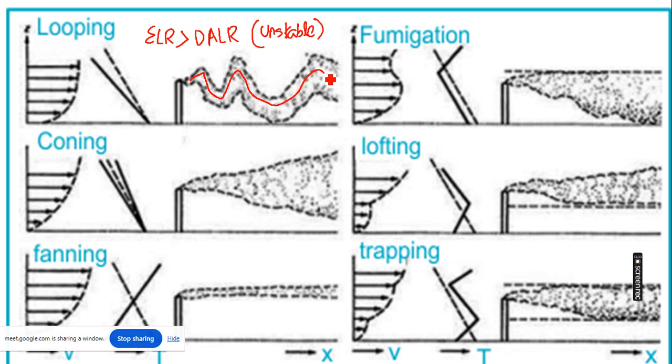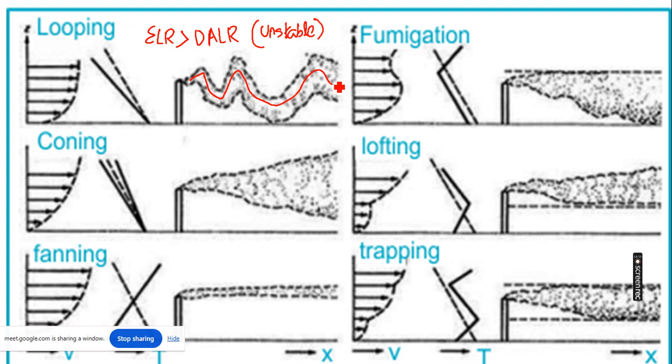So basically, it will attain a looping behavior with very high dispersion. In the presence of an unstable atmosphere, the plume will have a looping condition, which means it is free to move both vertically upward as well as downward. So it will attain a wave-like dispersion, and there will be high dispersion of the pollutant. So that is the first condition, which is looping.